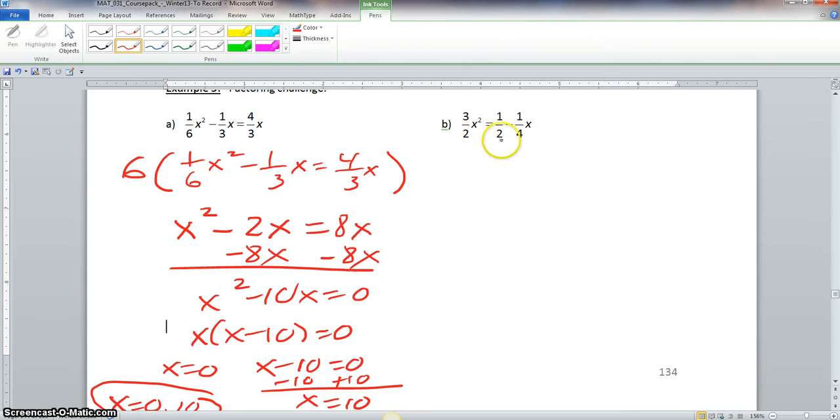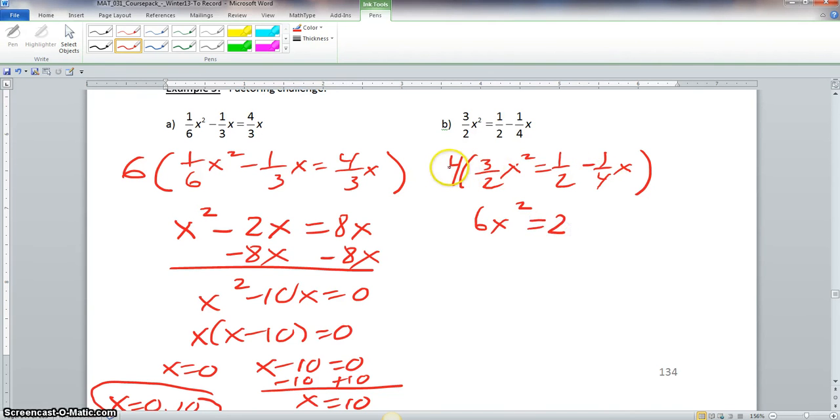Do the same thing. Common denominator of all of these terms here is actually 4. So we will multiply everything by 4. So now, we would say 2 goes into 4 twice. 2 times 3x squared will leave us 6x squared. 2 goes into 4 twice. 2 times 1 is 2. 4 goes into 4 once times a negative 1x will give you a minus x.